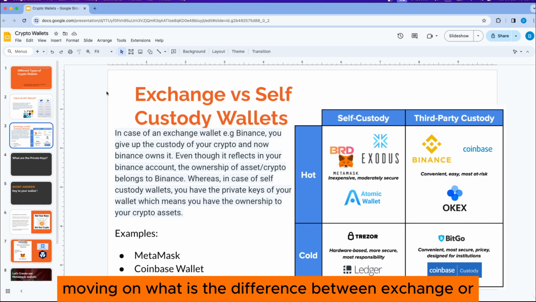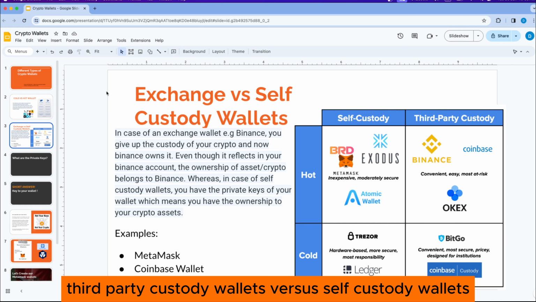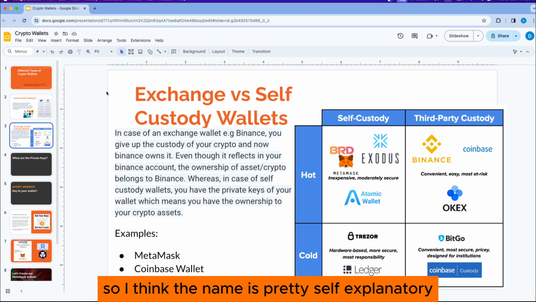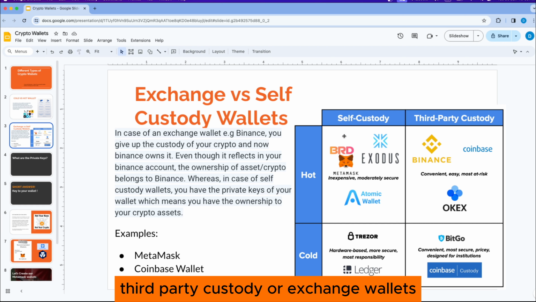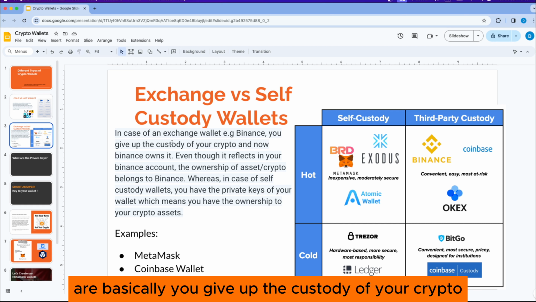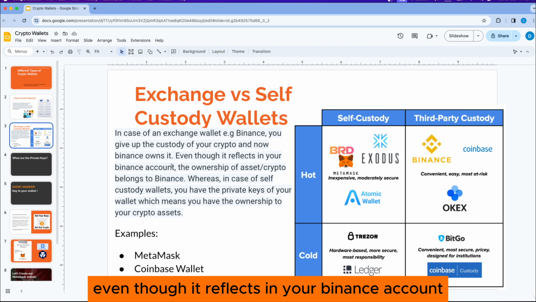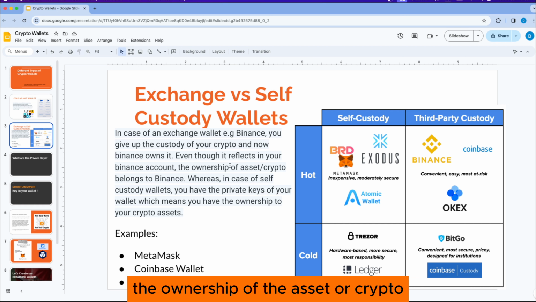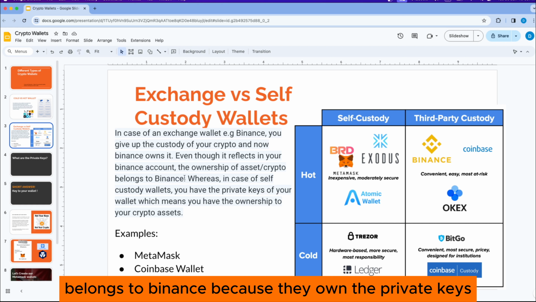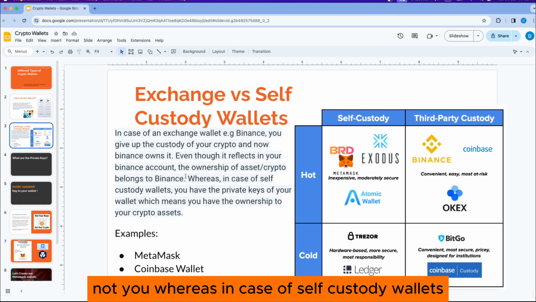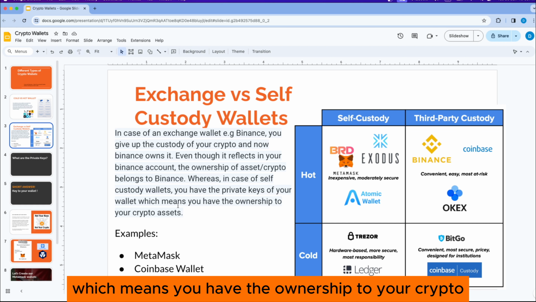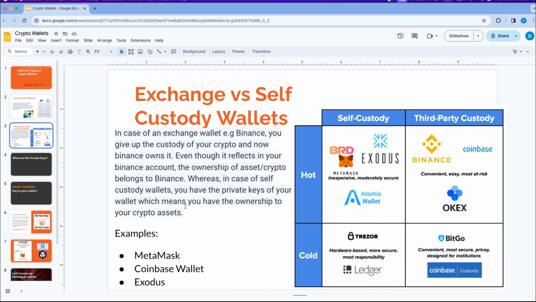Moving on, what is the difference between exchange or third-party custody wallets versus self-custody wallets? I think the name is pretty self-explanatory. With third-party custody or exchange wallets, such as Binance wallets, you give up the custody of your crypto and now Binance owns your crypto. Even though it reflects in your Binance account, the ownership of the asset belongs to Binance because they own the private keys, not you. Whereas in the case of self-custody wallets, you have the private keys of your wallet, which means you have ownership of your crypto. It's a very common saying in the crypto space: not your keys, not your crypto.